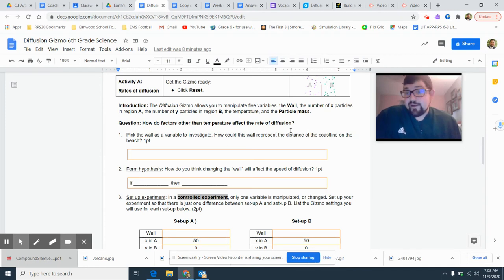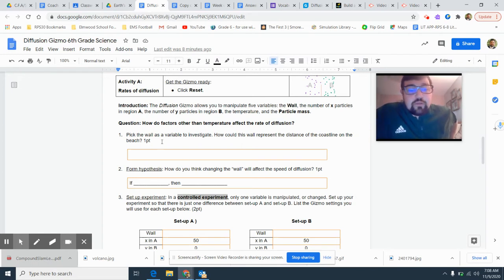But if you heat them up, they're going to move faster because heat is energy and energy is speed. So that's just going to happen quicker. It's not that anything new is happening. It's just happening faster with temperature. But how do other things affect diffusion?